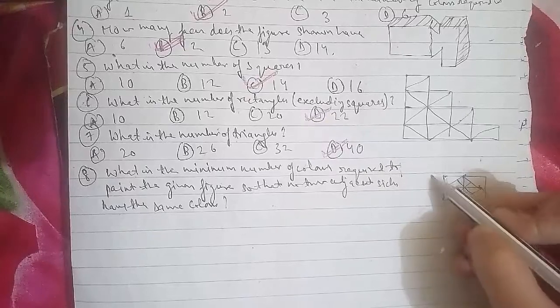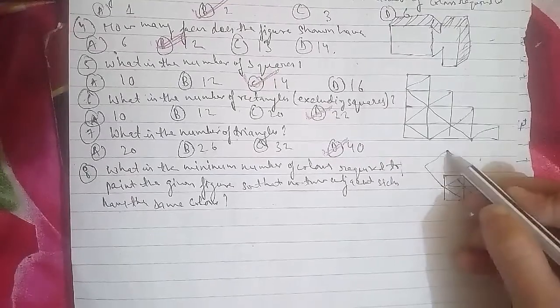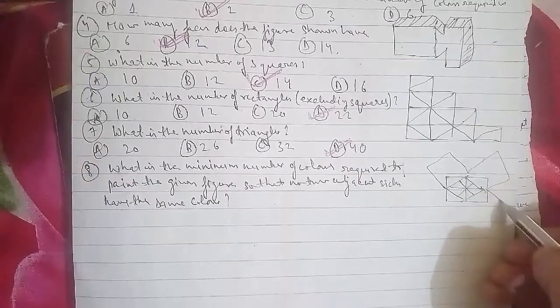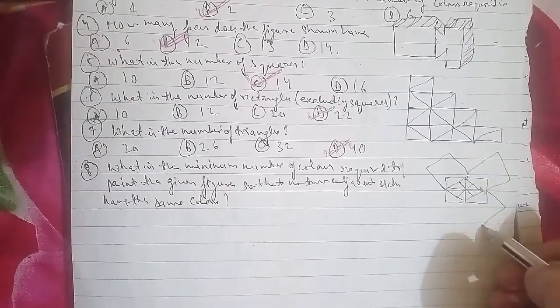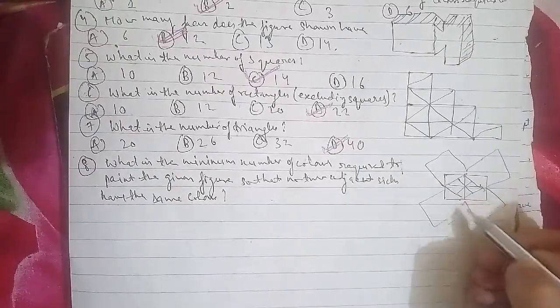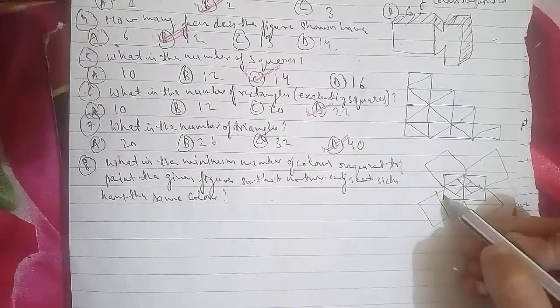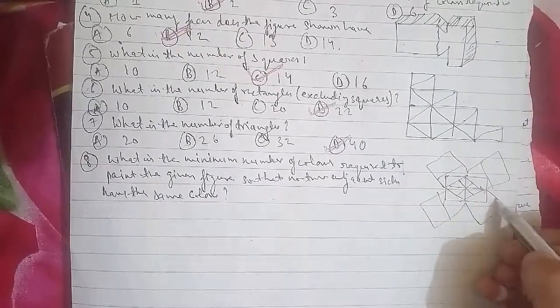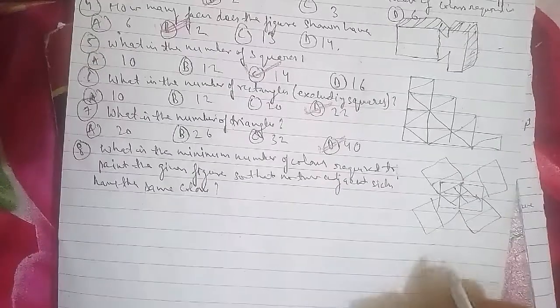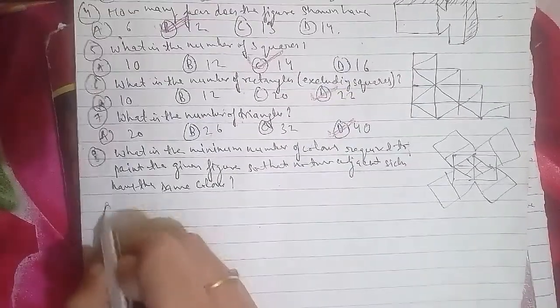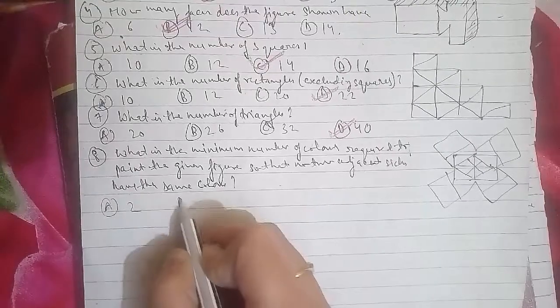We have to form it out. Here we have the figure and your options: A is 2, B is 3, C is 4, D is 5. That is the question with its options.